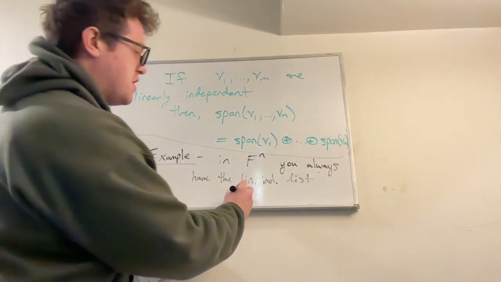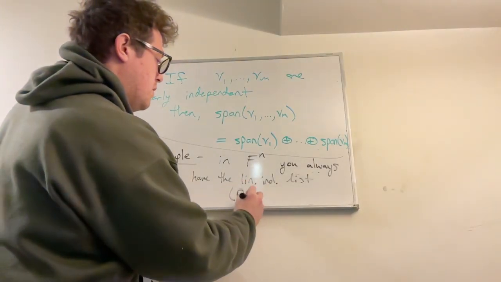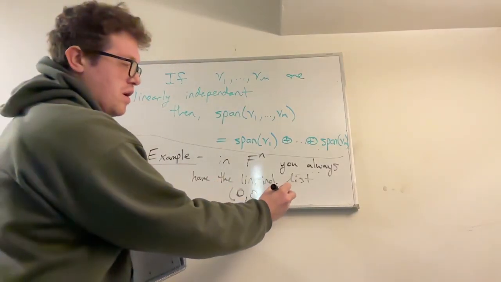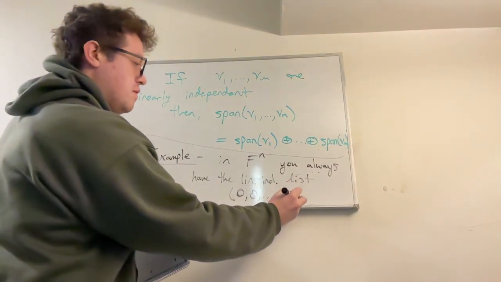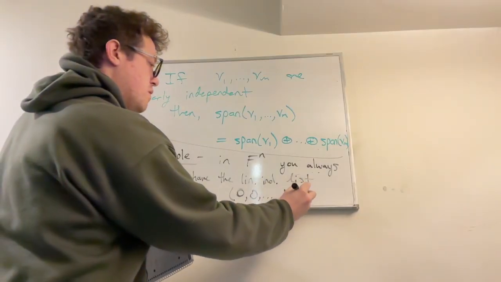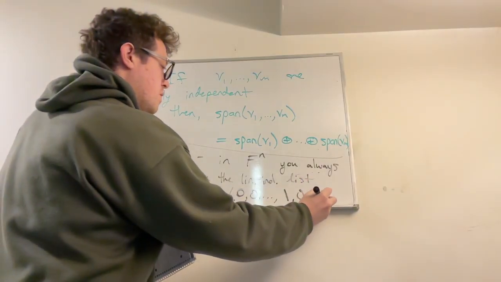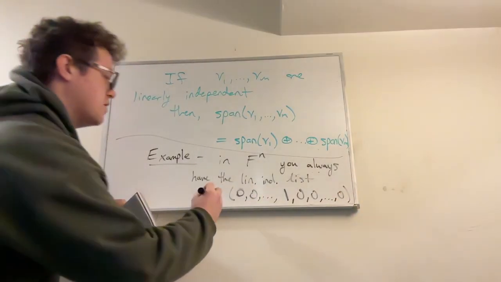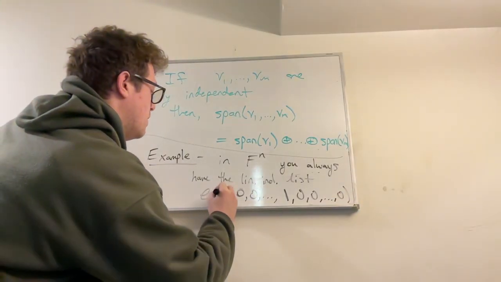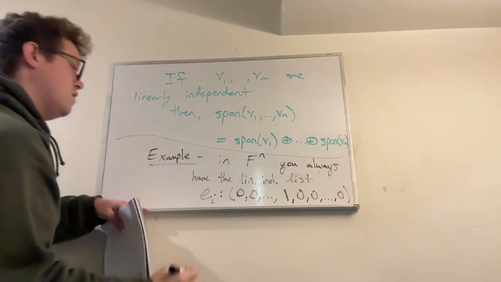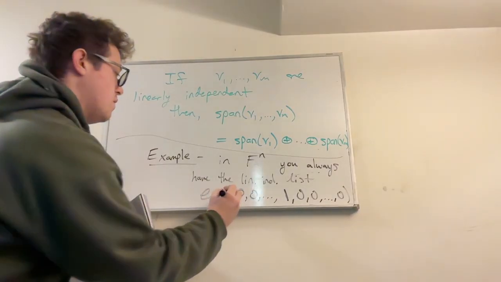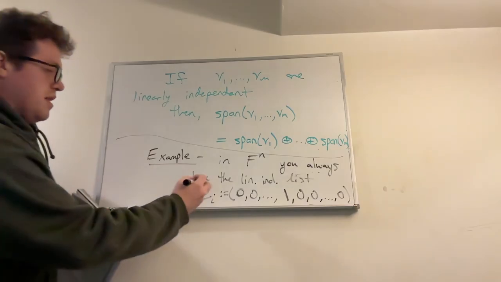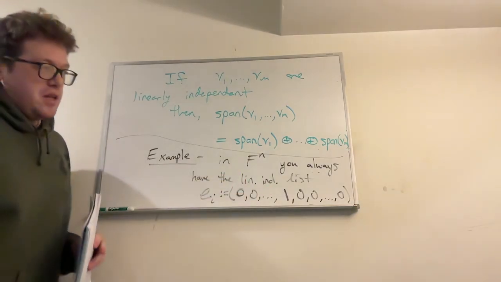So you just have zeros everywhere, except at the ith position you have a 1. Okay, so this is e_i. And then the list of all the e_i, that gives you a linearly independent set.